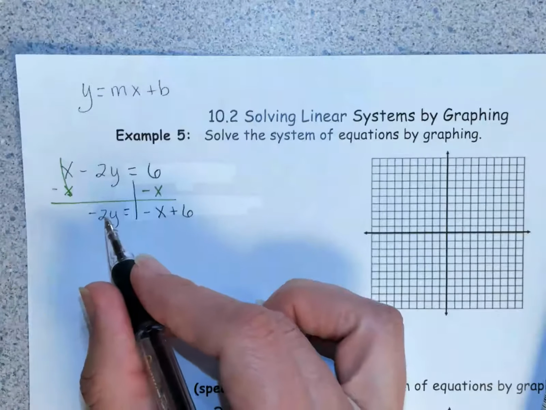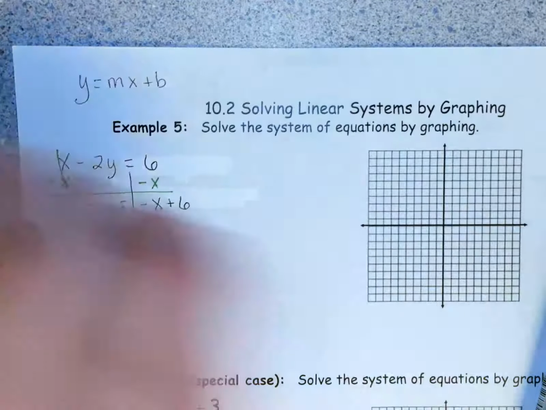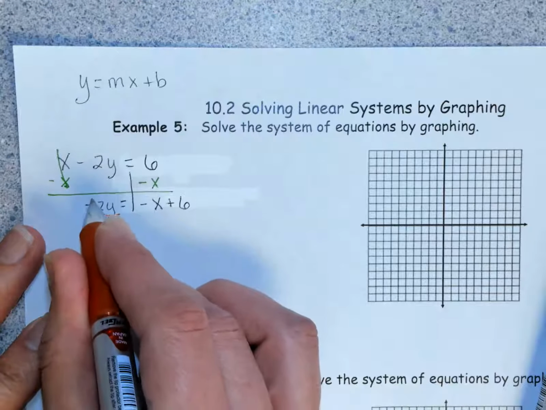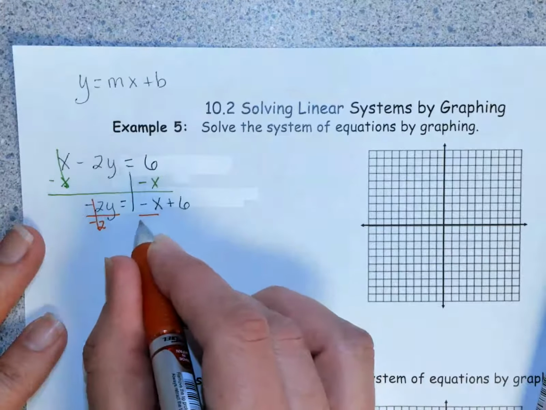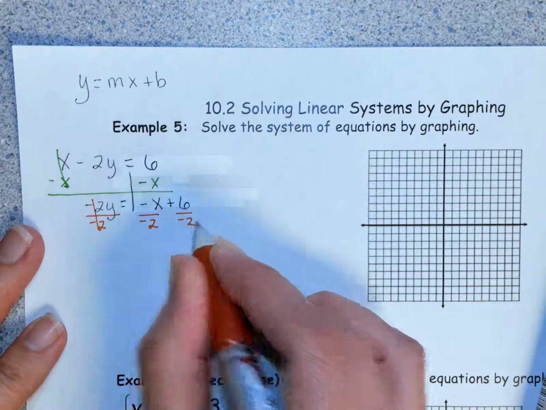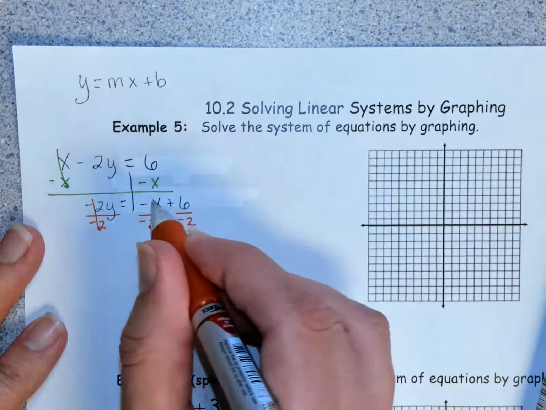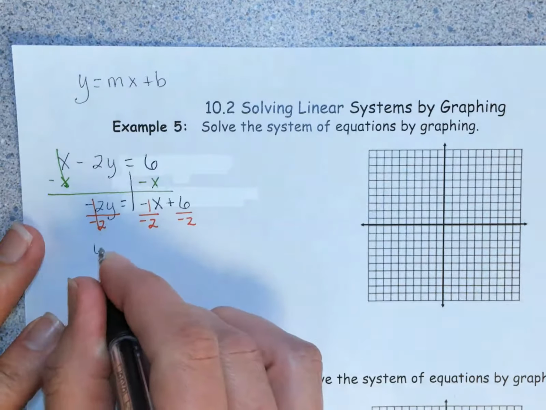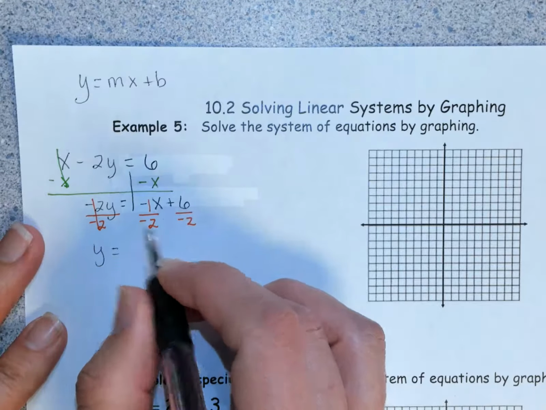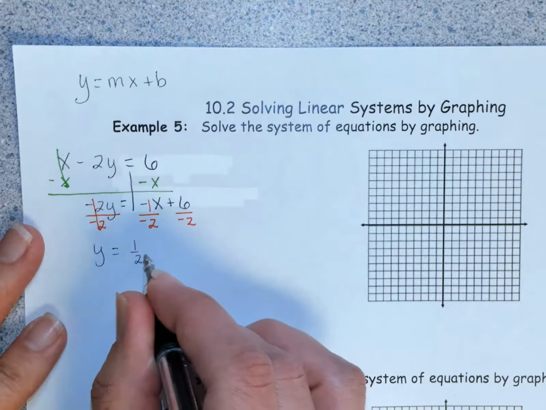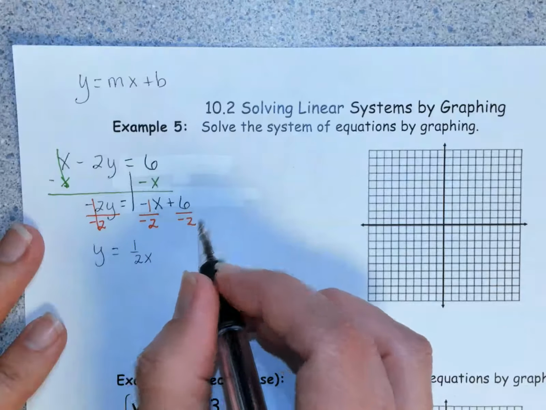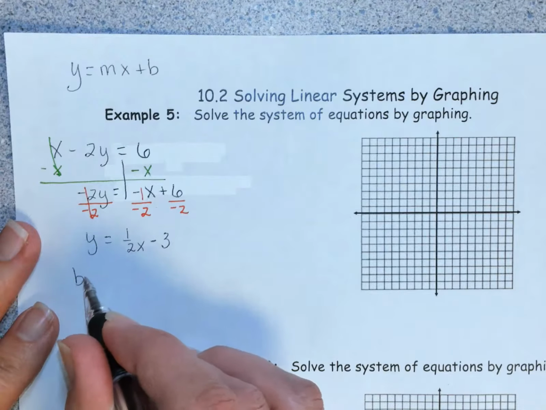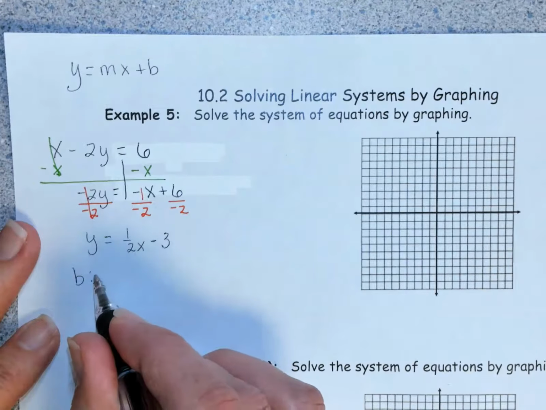But the y is still not by itself. We have a negative 2 with it. So to get rid of that, it's being multiplied by negative 2, so we're going to divide by negative 2 to get rid of it. Everything has to divide by negative 2. Keep in mind, next to the x is an invisible 1. So what we have left is y equals, 2 negatives make a positive, so we have 1/2 x, and 6 divided by negative 2 is negative 3. So that means that our b, our y-intercept, is negative 3.